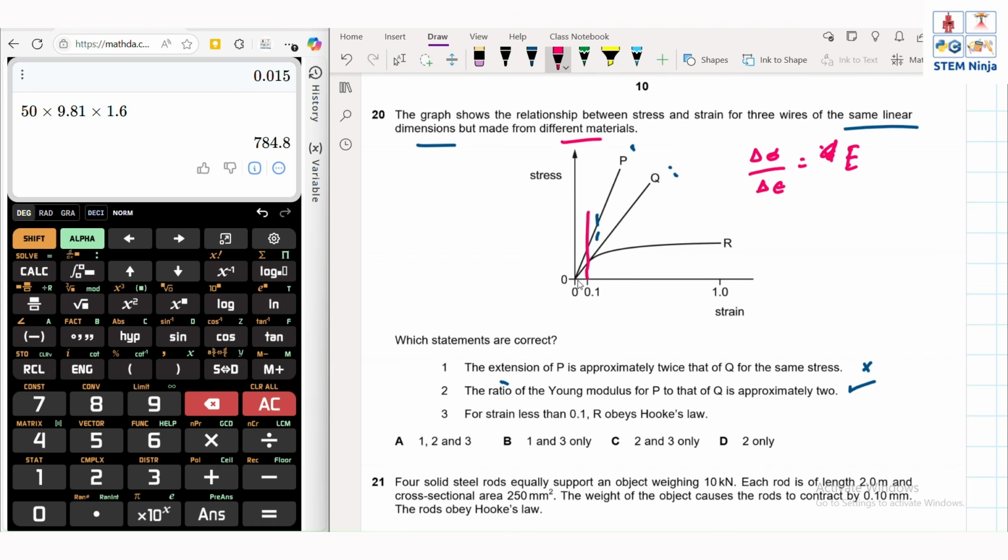That would be that the Young modulus is constant over here. So the gradient is constant. For the Young modulus, we only worry about the linear part. So I think that would be correct also. Hooke's law is also correct, because again they are of the same linear dimension, so the stress-strain relationship would be the same. So that means both 2 and 3 are correct. 1, 2, 3, no. 1 and 3, no. 2 and 3 only, yes.